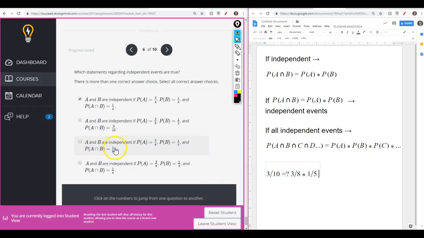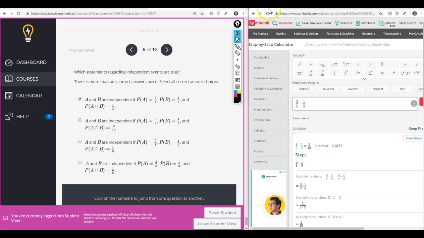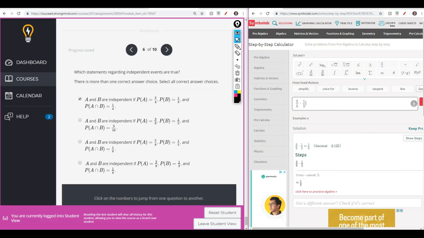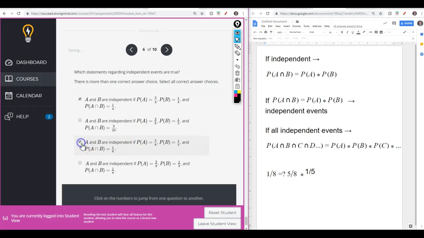So the probability of A and B is 1/8. Does that equal 5/8 times 1/5? Well, we can go and check it out. 5/8 times 1/5. Now some of you are noticing again right here, 5 divided by 5 reduces down to 1. So this does come out to be 1/8. So yes, those are independent.